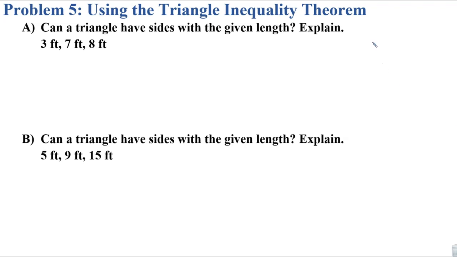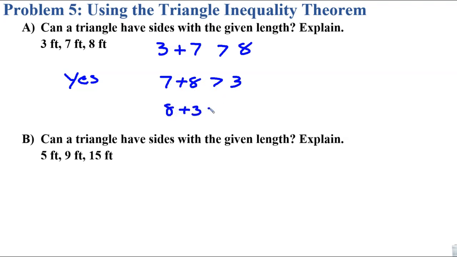Problem 5, part A asks, can a triangle have sides with the given lengths? Explain. 3, 7, and 8. I'm going to say for this one, yes, it can, because 3 plus 7 is greater than 8. 10 is greater than 8. Also, 7 plus 8 is greater than 3. And then we could also say 8 plus 3 is greater than 7. There's no one side that's bigger than the other two combined. So I know that if you gave me 3 pieces of a triangle with these lengths, I could put them together and make a triangle.